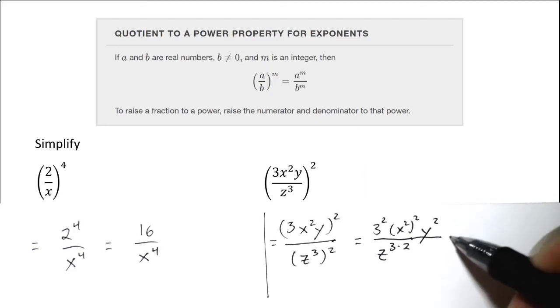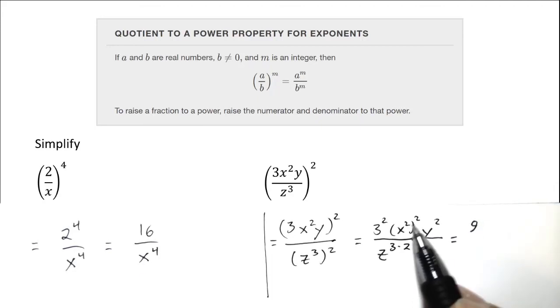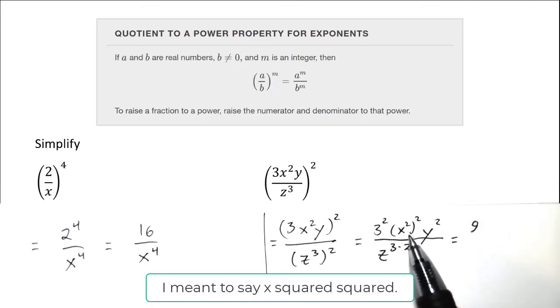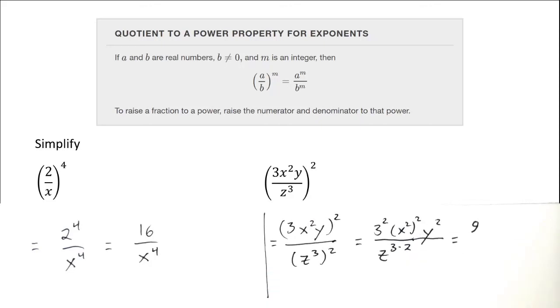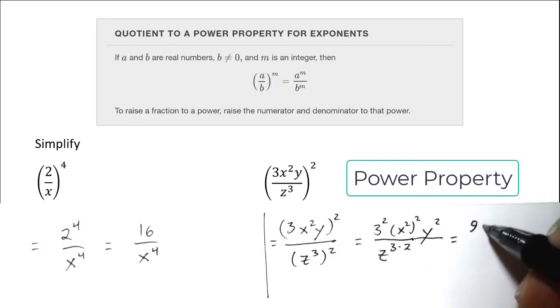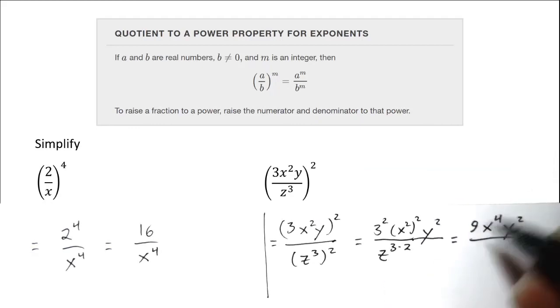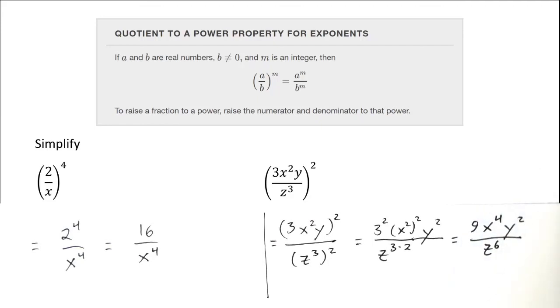Okay, now let's see what we can do here. Well, 3 squared is 9. Then (x^2)^2. Well, here we have something raised to a power raised to a power. One of the previous properties we saw says that we multiply the exponents here. So that's x to the 2 times 2, that's x to the 4. And z to the 3 times 2 is z to the 6. And so there's our final answer.